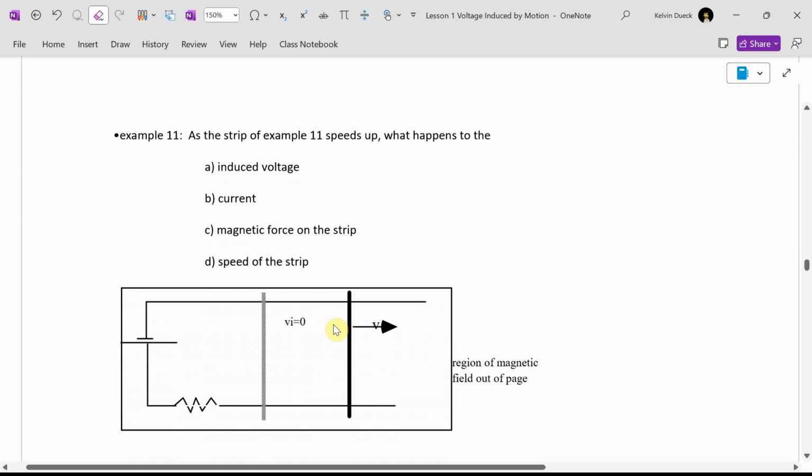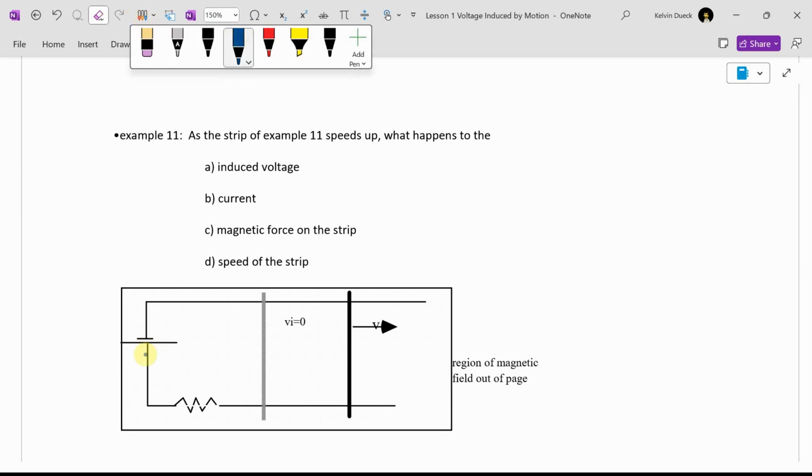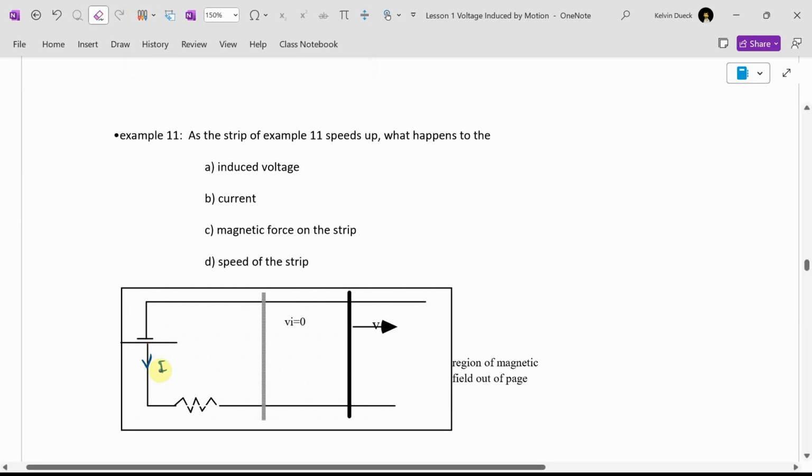But it gets a little weirder. Okay, example 11. So we have our initial current. I'm going to do that in blue. And inside the wire, the current is moving up the page. So we would point our right thumbs up the page. Which way is the magnetic field? Out of the page. And so we have a force to the right.